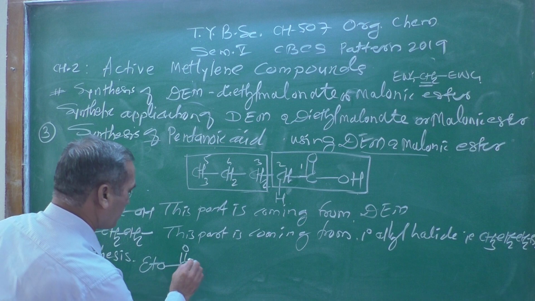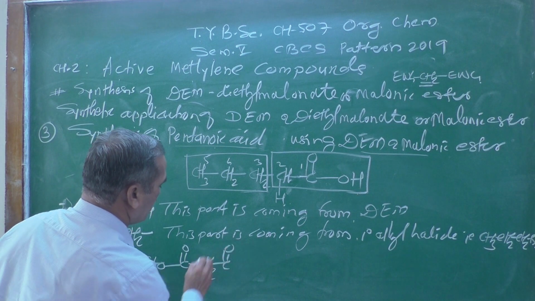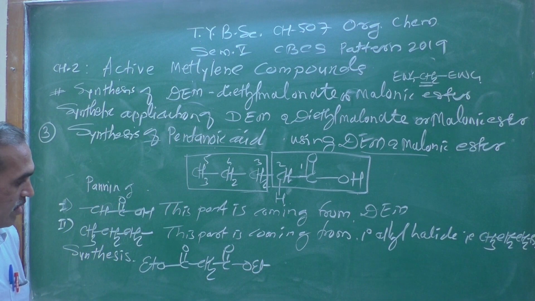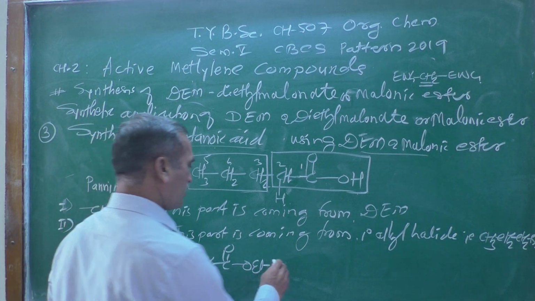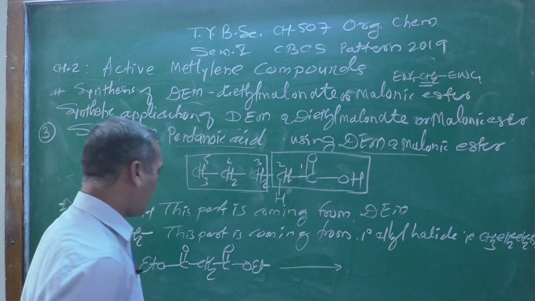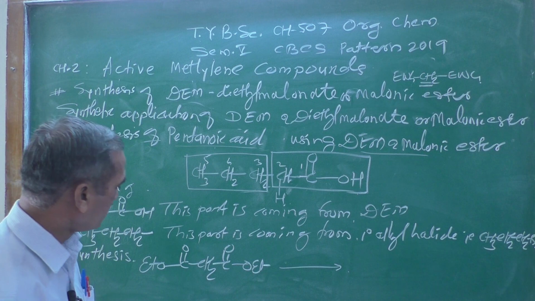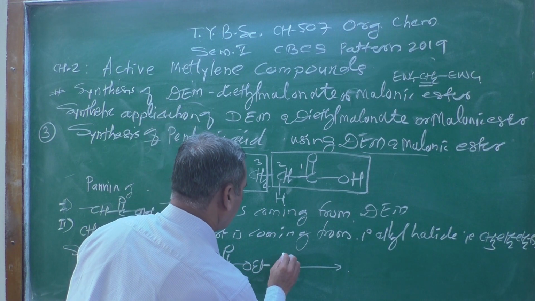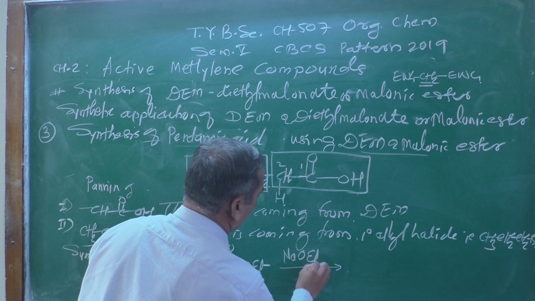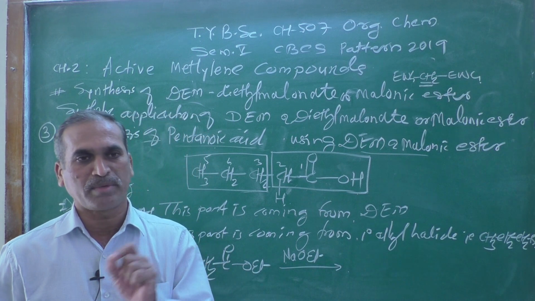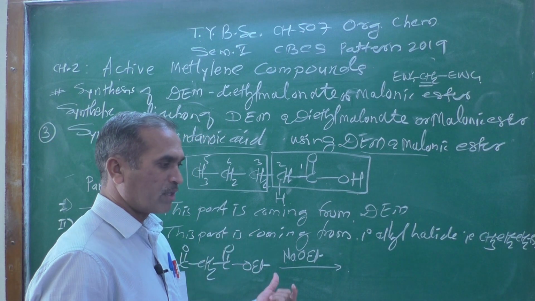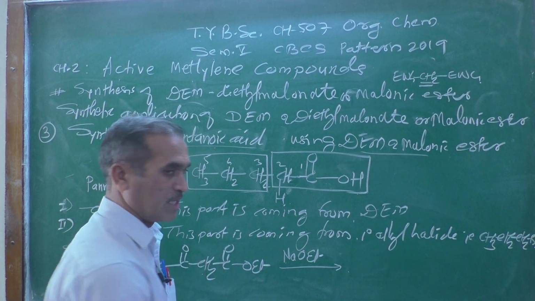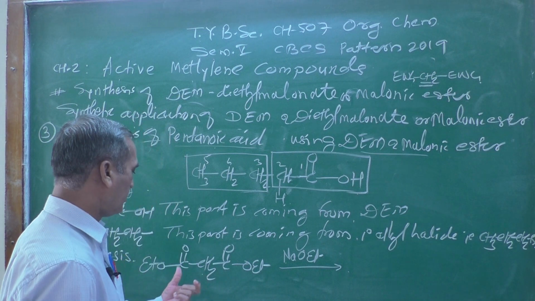EtO-C(=O)-CH2-C(=O)-OEt. This is the structure of diethyl malonate, and this structure will be treated with what? It is treated with, as usual, the base NaOEt, sodium ethoxide. What will it do? It will abstract the more acidic proton which is available on the methylene.